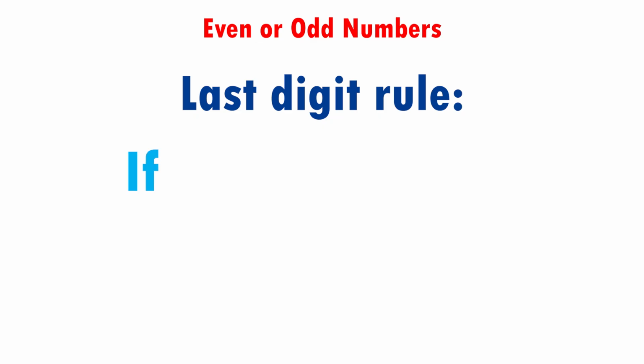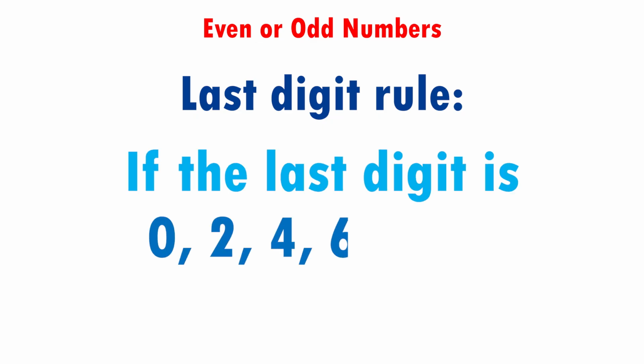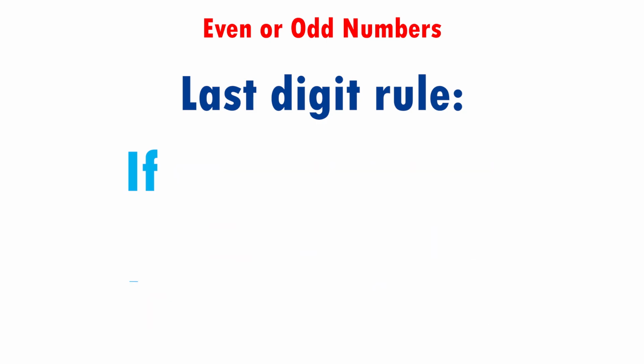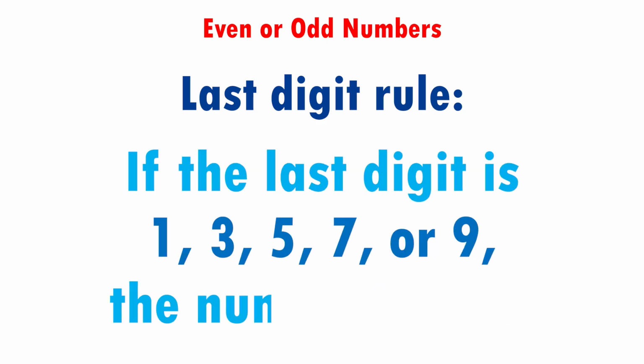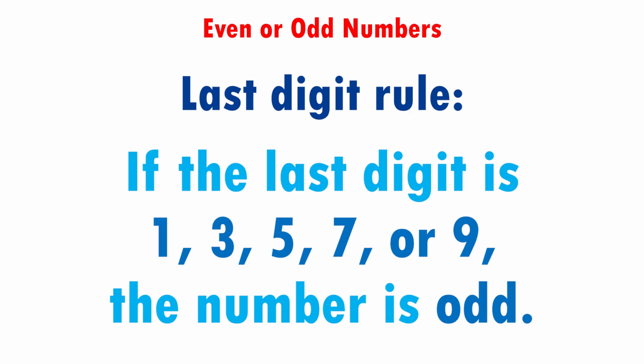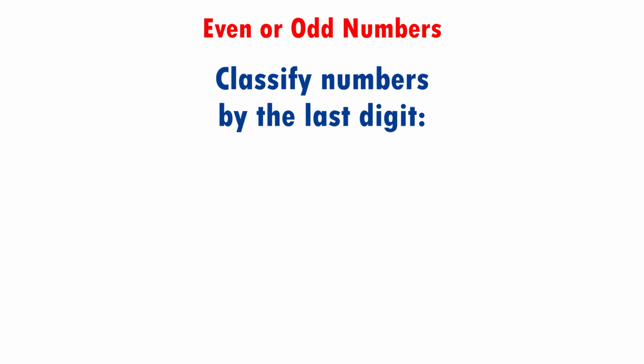Last digit rule. If the last digit is 0, 2, 4, 6, or 8, the number is even. If the last digit is 1, 3, 5, 7, or 9, the number is odd. This rule works for any size number. Size doesn't matter, only the last digit. Let's classify the following numbers by the last digit.